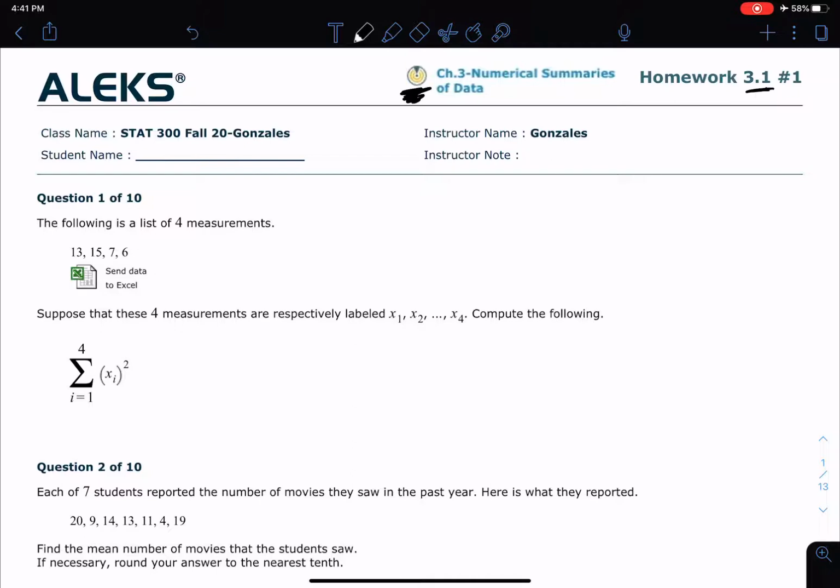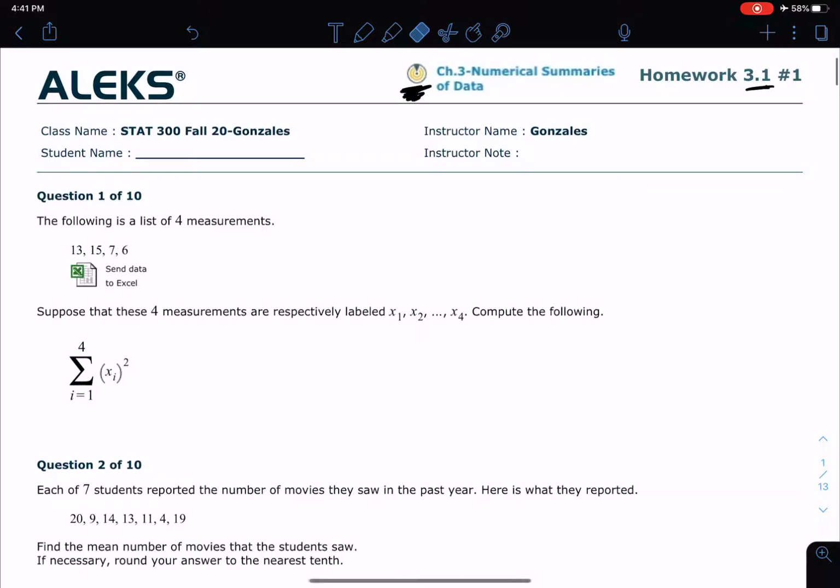Okay, the following is a list of 4 measurements. Suppose these 4 measurements are respectively labeled x sub 1, x sub 2, all the way to x sub 4. Compute the following. What we're trying to do here is we're trying to get you to this sigma notation. Remember this sigma? This symbol right here is sigma. And sigma just means sum or add up.